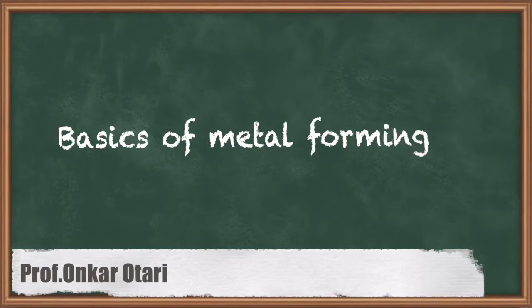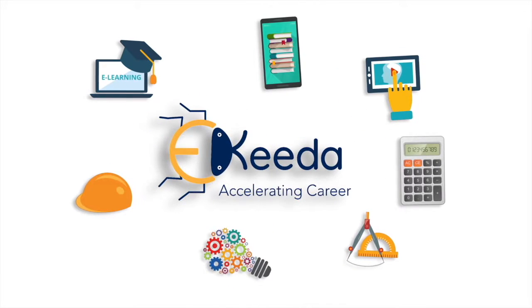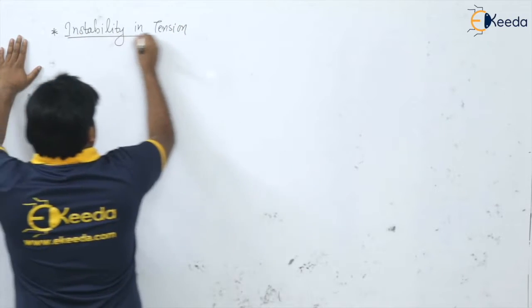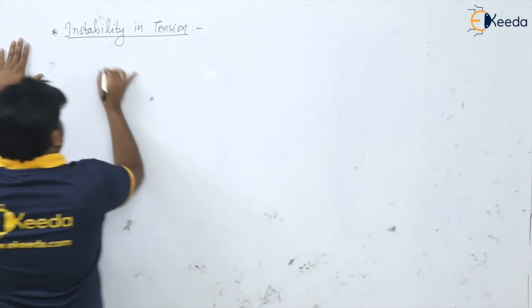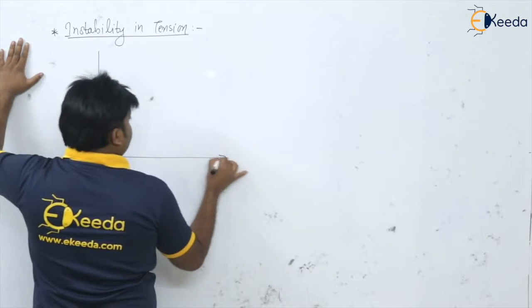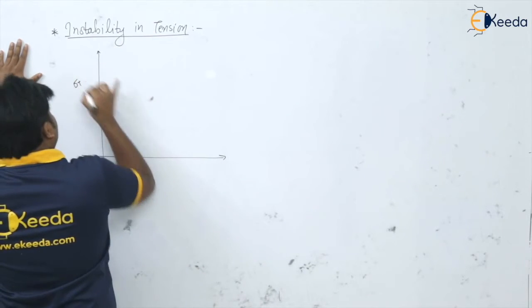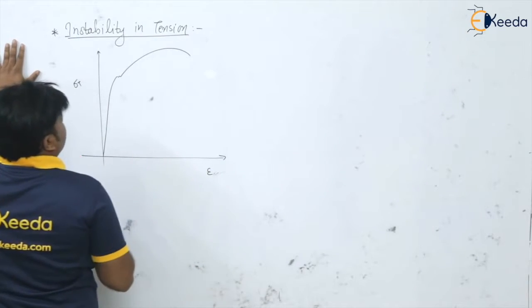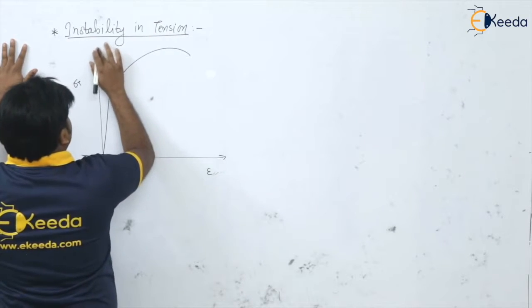Dear students, now we are going to see the next thing in these stress strain curves, that is the instability in tension. What is this actually? So we know that in the stress strain curve, say sigma t and epsilon, the maximum stress is what? The ultimate stress, isn't it?